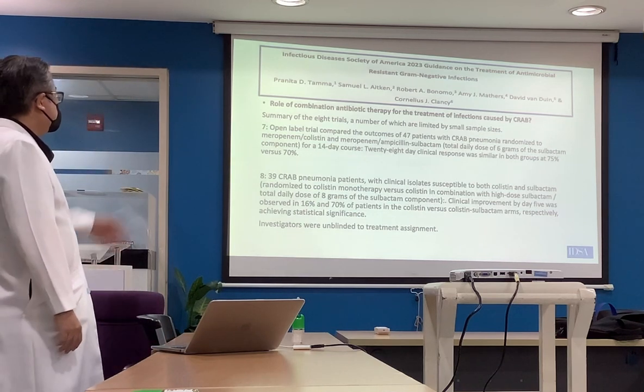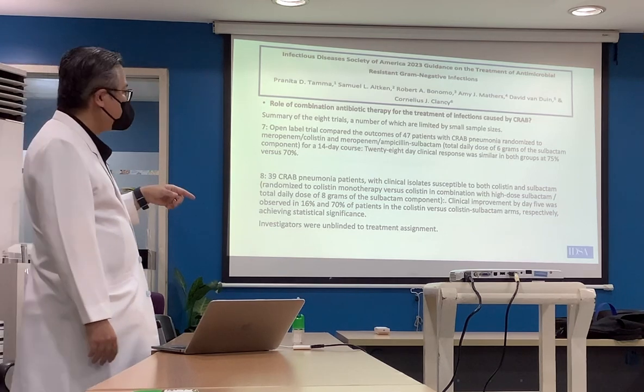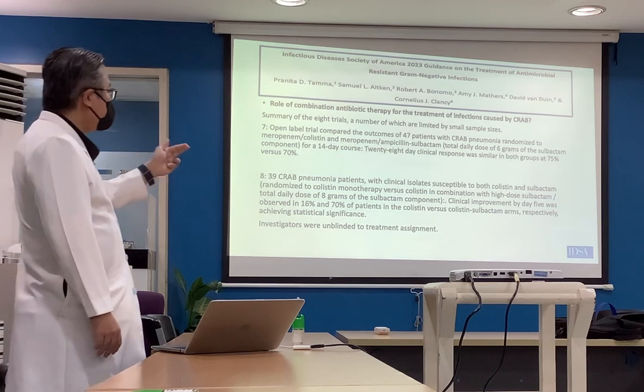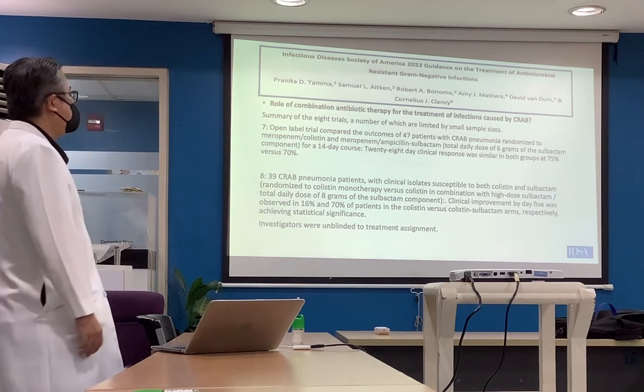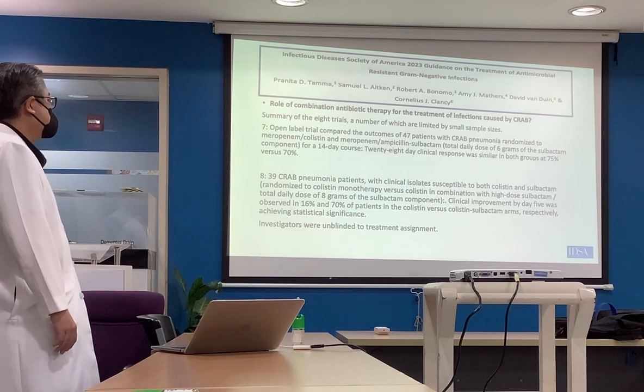Okay. Number 7, the open label trial compared the outcomes of 47 patients with CRAB pneumonia, colistin-meropenem versus colistin-ampicillin-sulbactam with a total daily dose of 6 grams for a 14-day course. No? Similar na naman.